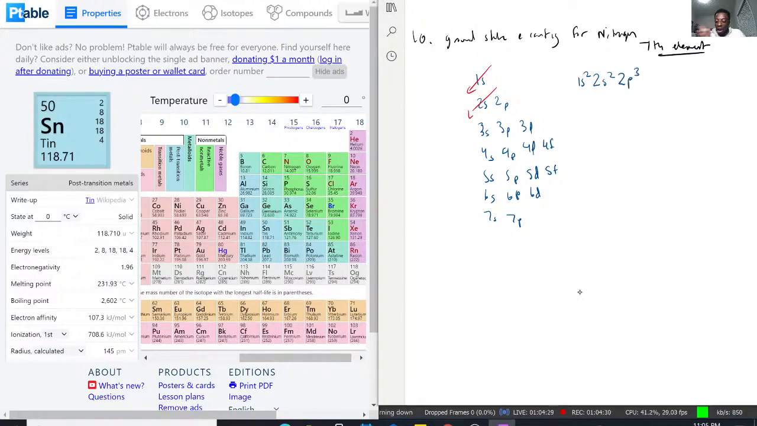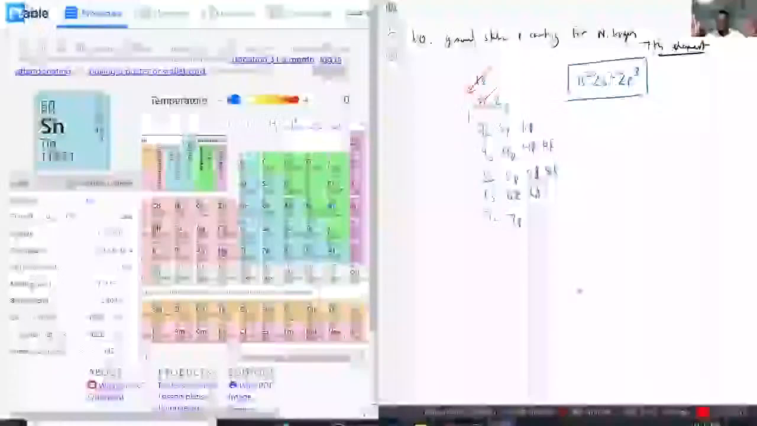The reason I mentioned the seventh electron is that, as you can see here, these superscripts should add up to 7. 2 plus 2 plus 3 does indeed add up to 7. And to clarify what they mean by ground state, they want the nitrogen element. They do not want a cation or an anion, they just want the nitrogen element.